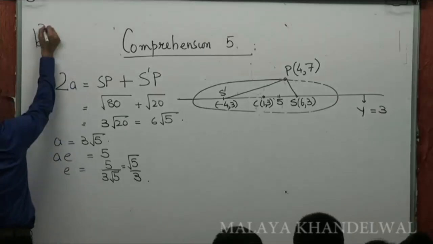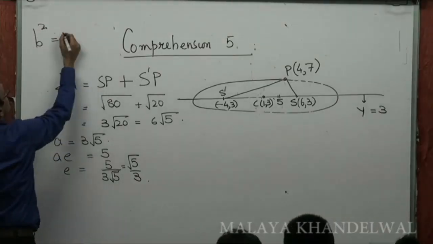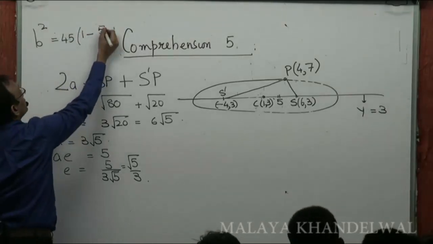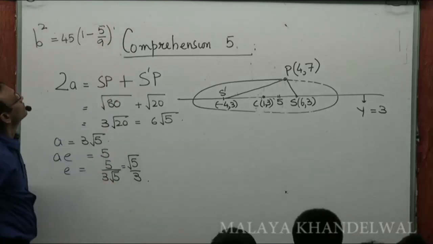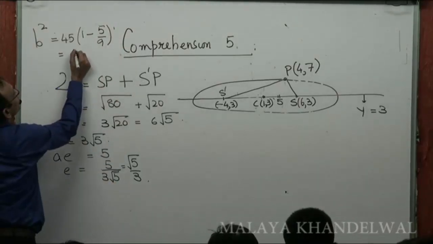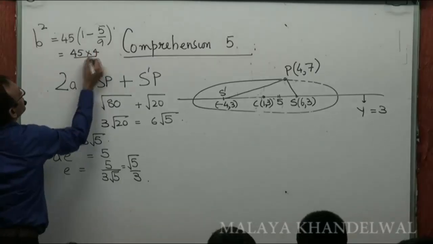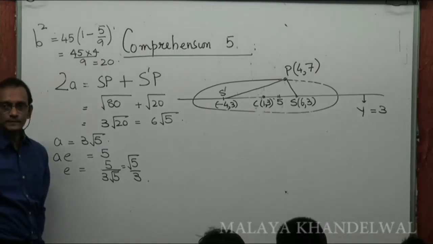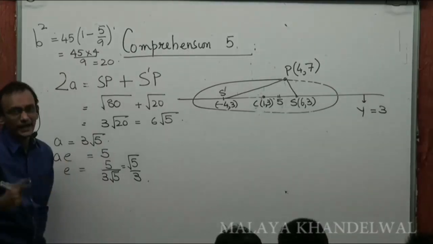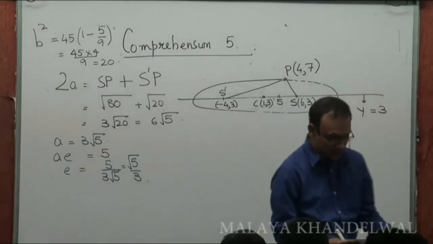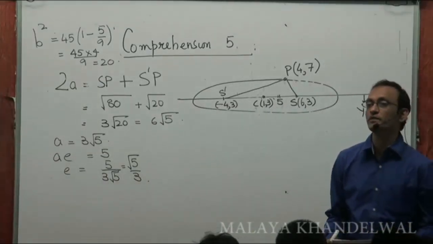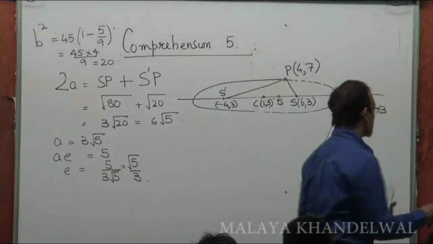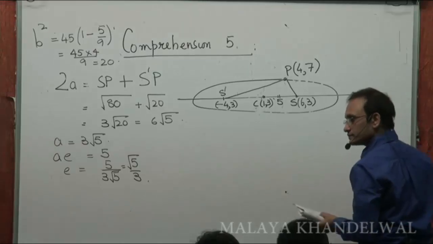B. So B squared is A squared, which is 45, into 1 minus E squared, which is 5 by 9. Right? So which is 45 into 4 by 9, which is 20. B squared is 20 for the ellipse, right? So the product of the perpendiculars will be B squared, square of the semi-minor axis, which will be 20. Option A. The product of the perpendiculars from the two foci onto any given tangent would be square of the semi-minor axis, and in this case it turns out to be B squared.